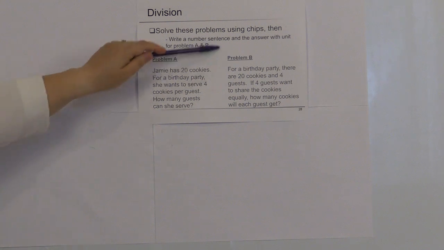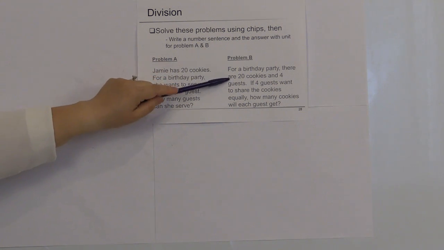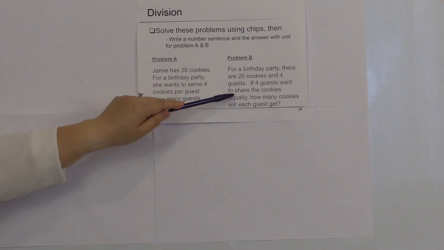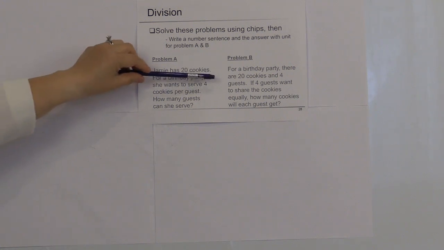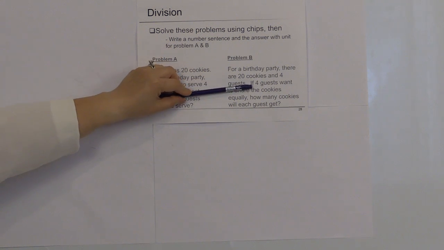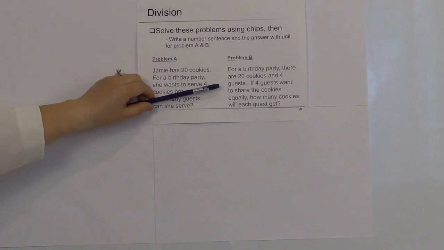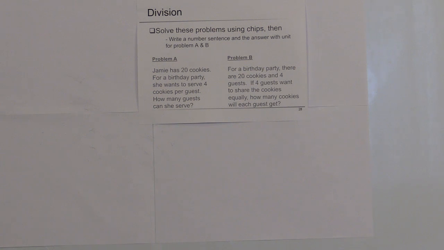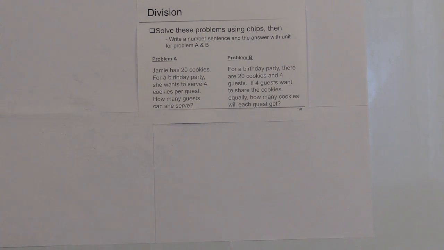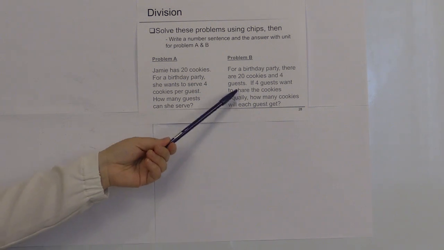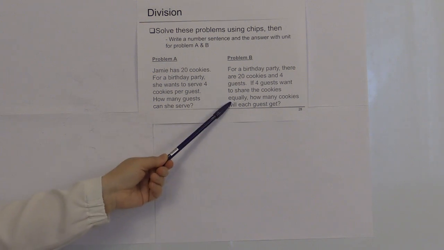What about problem B? For a birthday party, there are 20 cookies and 4 guests. If the 4 guests want to share the cookies equally, how many cookies will each guest get? Do we know the total? Yes, we know the total number is 20. Do we know the number of groups or the number in each group? We know the number of groups, which is 4 guests. So we need to find out how many cookies per guest. This one, we know the number of groups, but we need to figure out the number in each group. Oftentimes when talking about division problems, we think about the sharing concept. This is the sharing concept here.